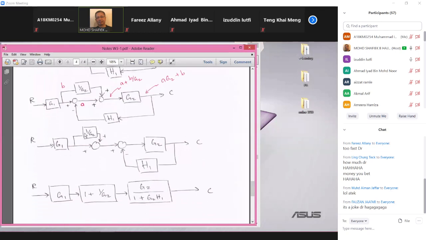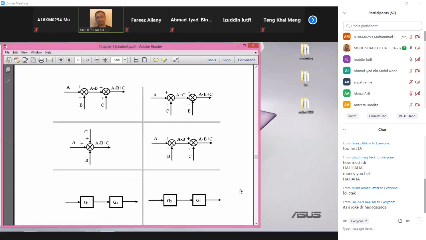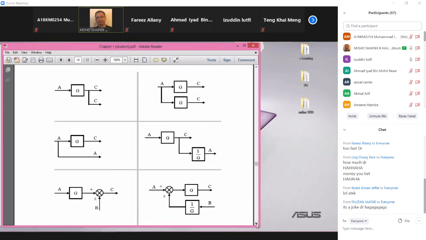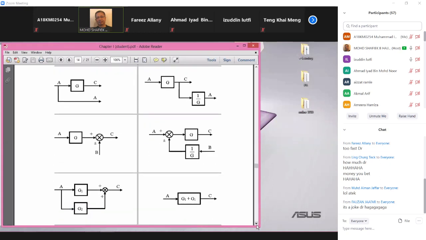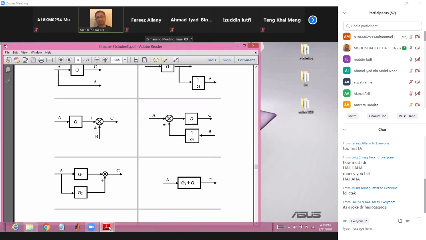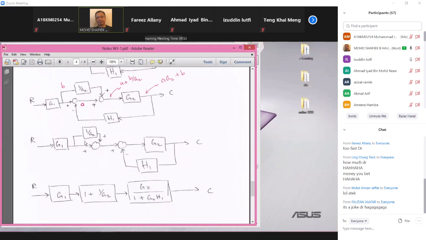So this is now just two blocks in parallel. Let's go back to the table. Two blocks in parallel. Where's two blocks in parallel? There. When you have two blocks in parallel, it is just G1 plus G2. So in our diagram here, this is just two blocks in parallel.